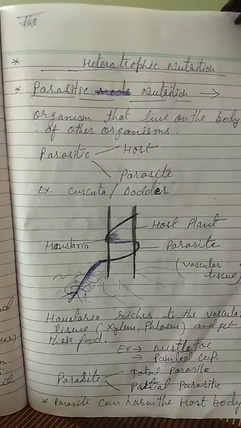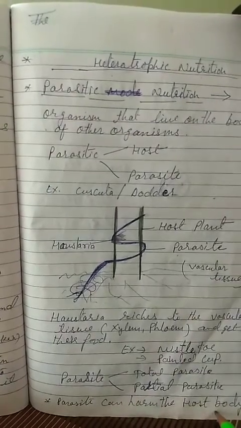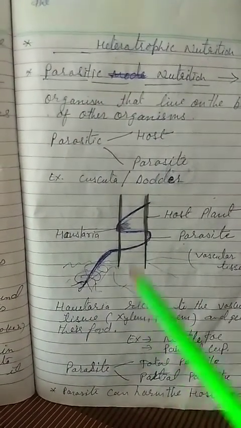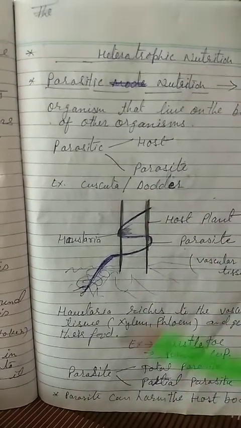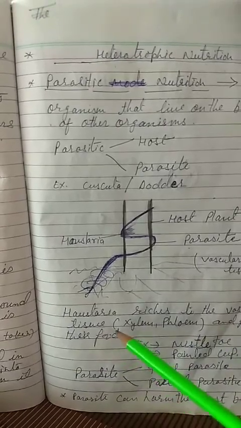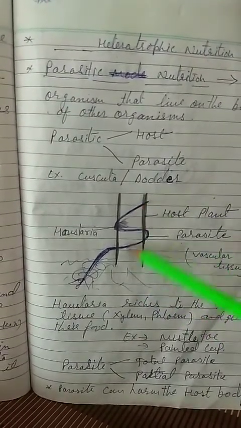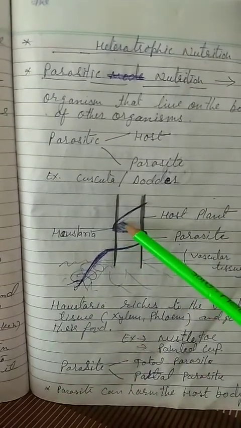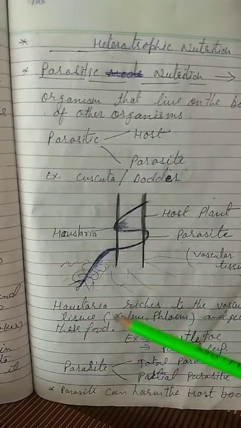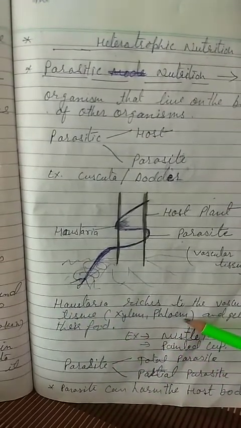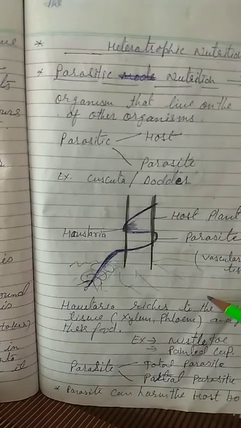But in some cases, some parasites are harmful. As I have written here, parasites can harm the host body. Not every parasite, this parasite here will not harm the host body, but most parasites harm the body, which we will discuss later. So haustoria reach the vascular tissue. As I told you before, plants have vessels called xylem vessels and phloem vessels. These haustoria penetrate and also reach the vascular system. That means they reach the xylem and phloem tissue, and that is how they derive the nutrition from this host body. So that is how parasites derive the nutrition.